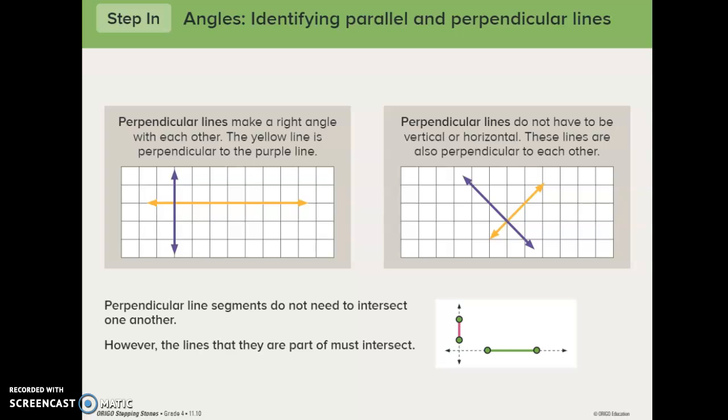Another thing you need to know about perpendicular lines is they do not need to intersect one another. So these line segments can be perpendicular even if they do not actually cross at their right angle. But if I extended them, as you can see these dotted lines showing here, they would eventually cross and form that right angle. So this line segment can still be perpendicular to this line segment even though when they're drawn here they don't cross, but eventually if I extended both of their lines they would cross, making those perpendicular.